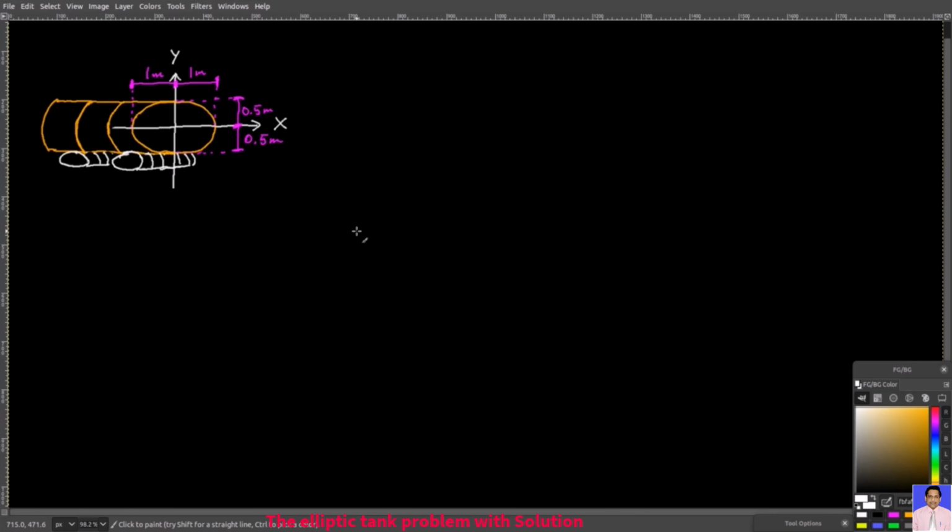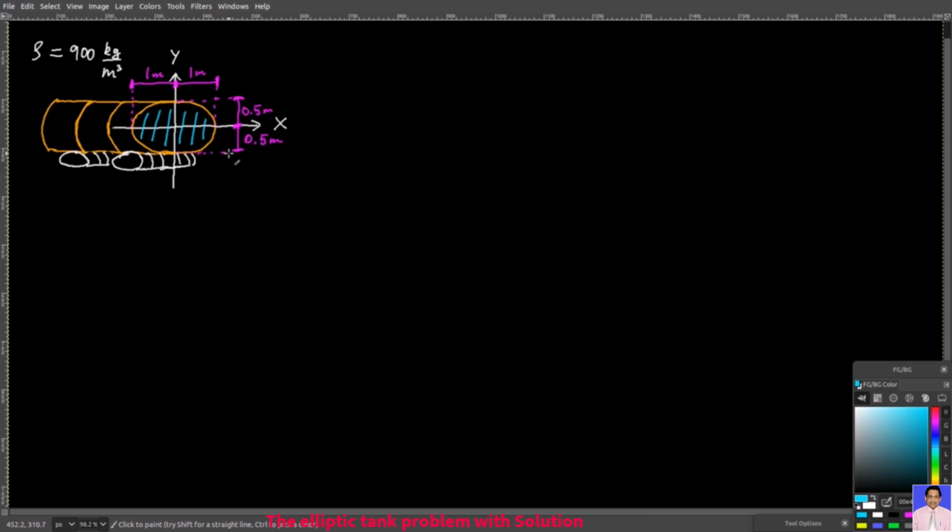Welcome back. I have a tank here, and inside this tank I have a liquid that has the density of 900 kilograms per cube meter. So it's not water, it's another type of liquid, and it has different density, 900 kilograms per cube meter. So this is the tank's cross section.